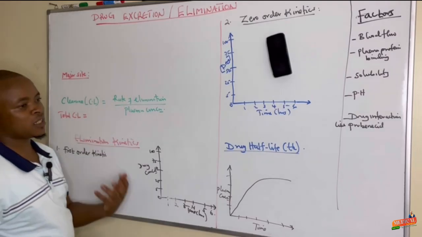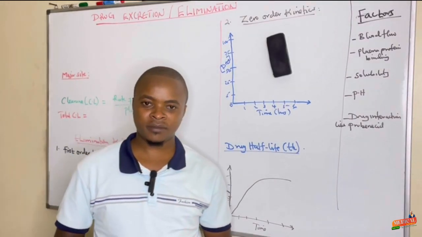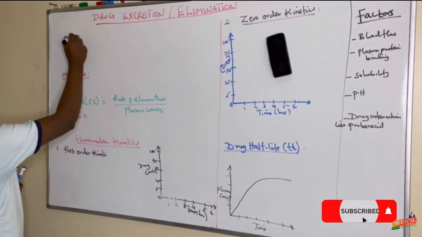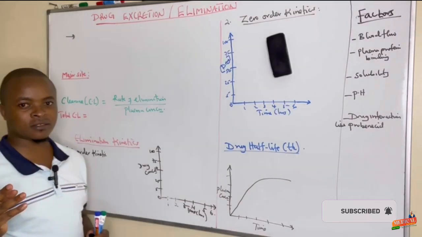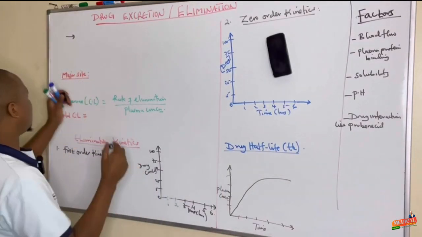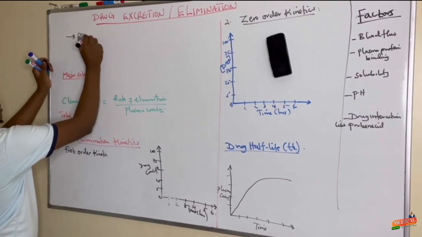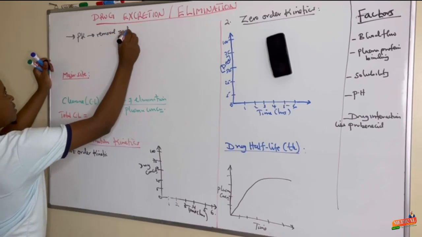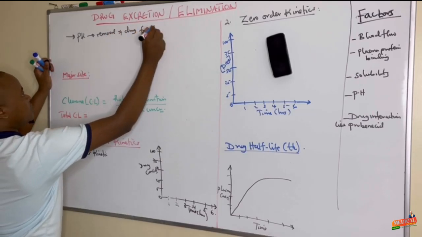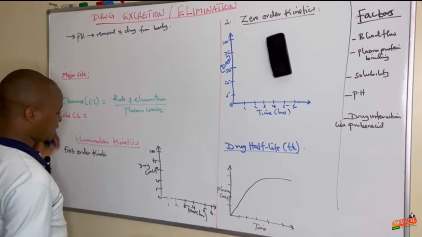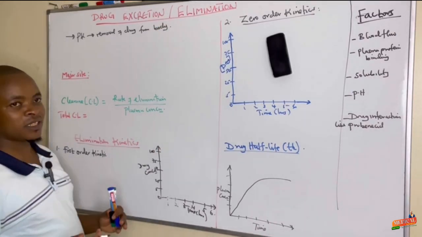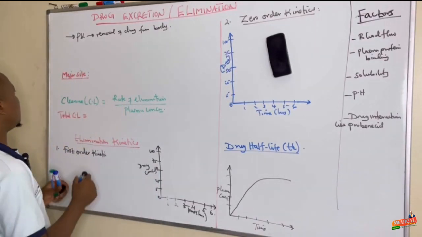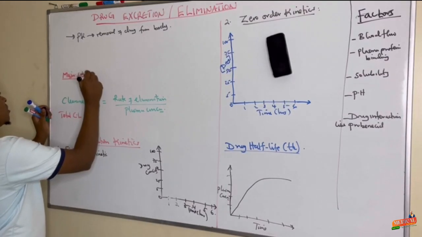So what is drug excretion, or what we call elimination? Drug elimination is a part of pharmacokinetics, that is PK, which deals with removal of drug from the body. After the drug has done what it's supposed to do, we look at how it can be removed or excreted from the body. And the major sites of drug excretion we shall be discussing.